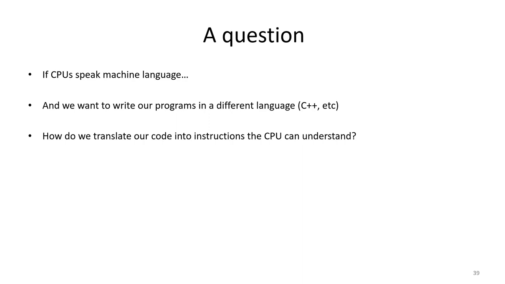So here's a question then. If our CPU speaks machine language, remember this is binary, or zeros and ones, but we want to write our programs in some other language, like C++, how do we translate between binary and C++? How can we translate our code into instructions that the CPU can understand? Well, if you are thinking about using a compiler or some other program, you're on the right track.